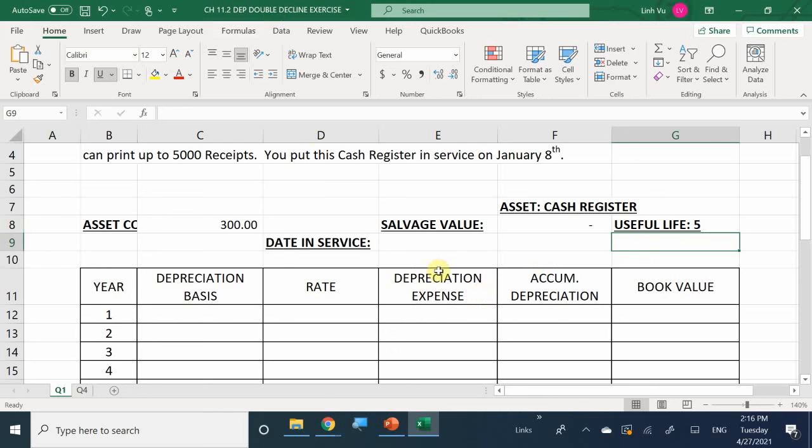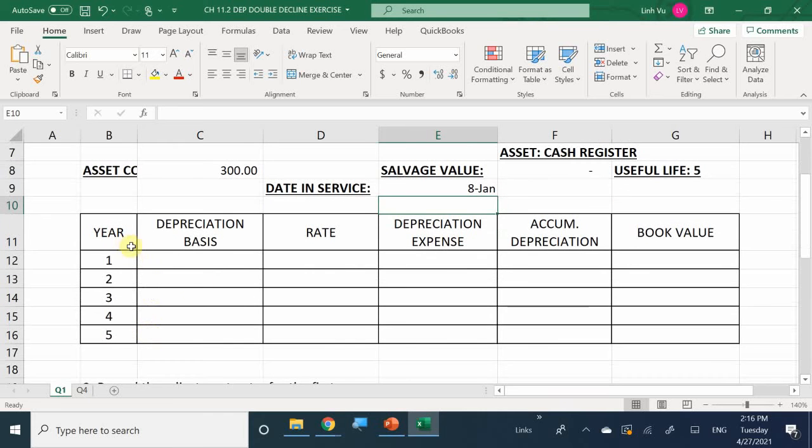And lastly, what's the date that I placed it into service? 8 of January. So what does that tell us if we're depreciating it at the end of the year? We have a full year. Of course I made this example easy, but when we move on to the next couple examples, it will not be easy. Okay. So once again, we're depreciating it for the full year.